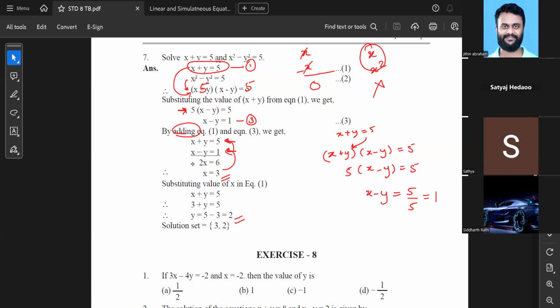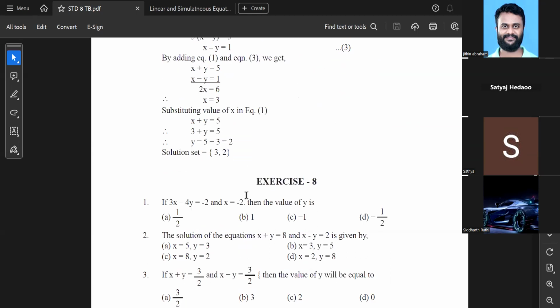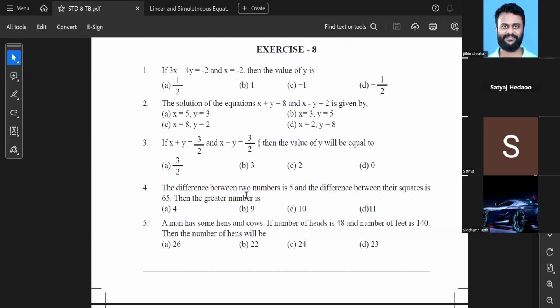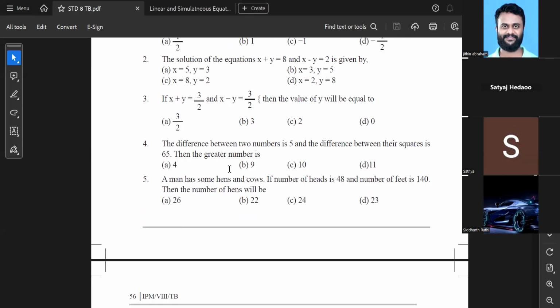So we'll solve a couple of problems from the exercise. This is a straightforward problem. It's like now x plus y and x minus y. You simply add them. y gets eliminated, and you'll find the value of x. And since they have asked y, I'll directly subtract them. The x gets eliminated, and I'll find the value of y.